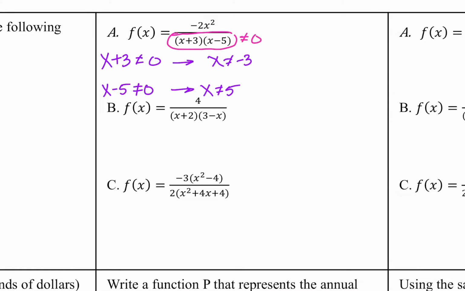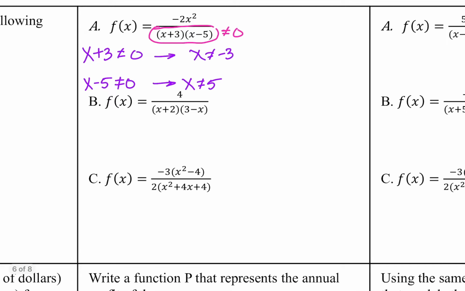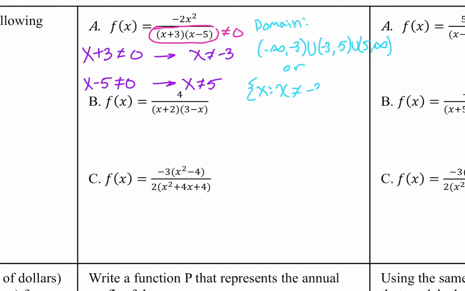And now I'll accept your answers in 2 ways, and you probably want to make sure you know both of them for the test. But the first way you could do is interval notation. So for the domain, you could put negative infinity to the smallest number, which is negative 3, union negative 3 to the next number, which is 5, union 5 to infinity to finish it off. Or you can do that set notation where we go x such that x cannot equal negative 3 comma 5.